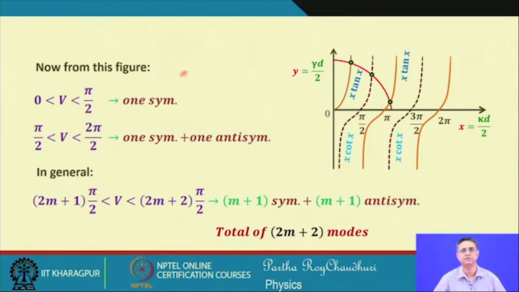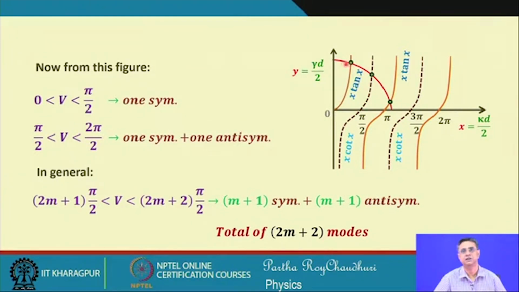Okay. Now, from this figure you can see when the value of v is less than pi by 2, because this line is less than pi by 2, you have only one symmetric mode, but if the value of v is between pi by 2 and pi, then you have this point.